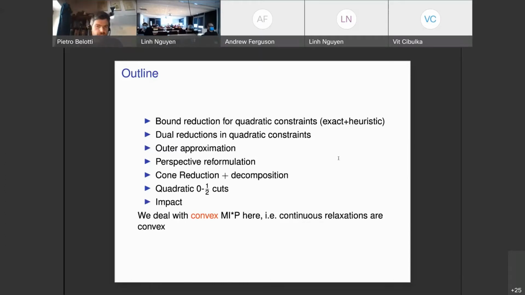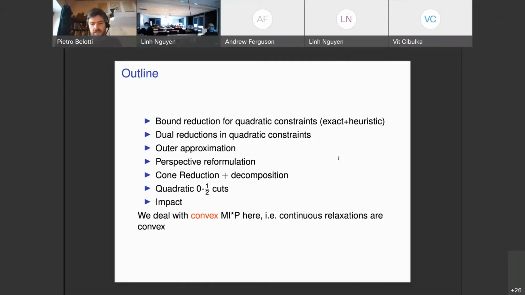One of them is bound reduction, so taking the bounding box that is initially in the problem and trying to tighten it in order to make the solution a bit faster. Dual reductions, that is another type of pre-processing technique. There is also outer approximation, which is a fundamental algorithm in solving mixed integer quadratic problems. And then there's a couple of other interesting algorithms like perspective reformulation that have a slightly more interesting mathematical basis, and then cone reduction and cone decomposition, which also are derived from the literature.